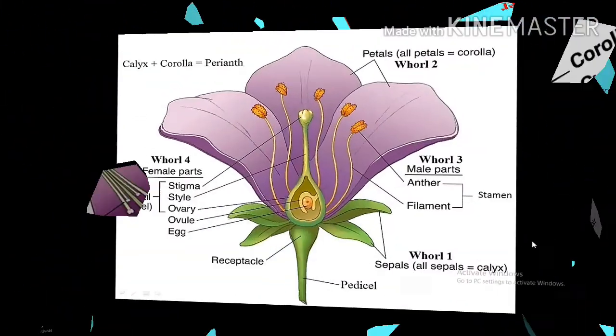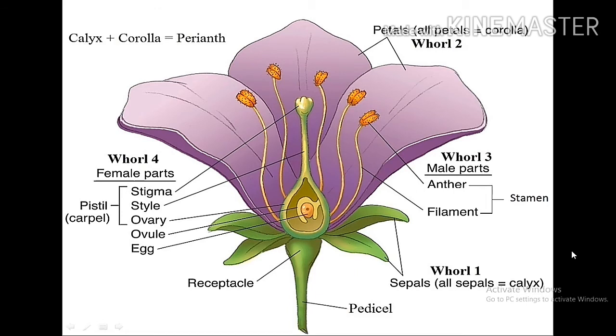Now we will study the different parts of a flower, and we will start with the very first whorl of a flower, that is the calyx. Here in this picture you can see these are green leaf-like structures. These green leaf-like structures are known as sepals, and the collection of these is known as calyx. They protect the flowers in their budding stage.